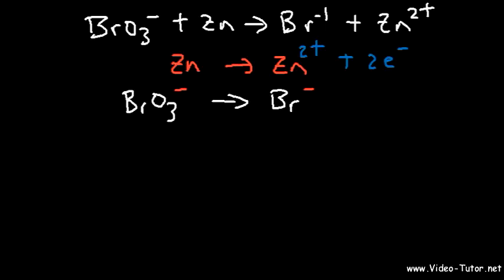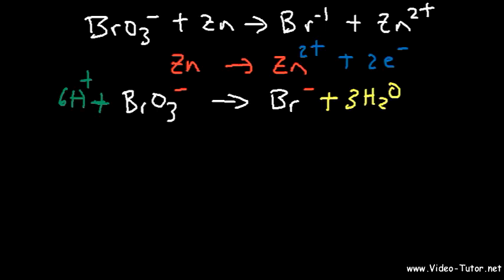Now we can't add electrons yet because we have to balance the number of atoms. We have 3 oxygen atoms on the left side, so we need to add 3 water molecules. So the oxygen atoms are balanced. But notice that we have 6 hydrogen atoms on the right side, so we need to add 6 H plus ions on the left side. So now the atoms are balanced.